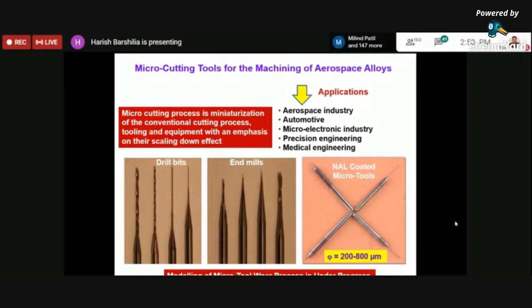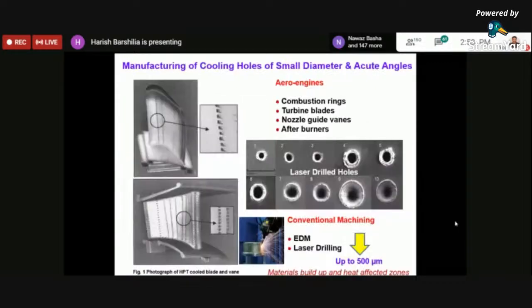So what we have done is that we have used these micro drill bits and micro end mills with a diameter of say 100 to 800 micrometer, and then we have done the coating with various hard coatings. Here you can see what I was talking about. If you take these laser drilled holes, you'll find that the hole quality is not very good. There is a material buildup, or you can use EDM.